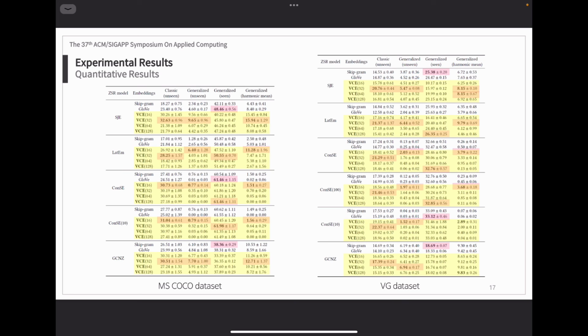The experimental results show that VCE obtained high scores in the classic zero-shot metric and the generalized zero-shot metric for the unseen classes in both the MS COCO dataset and the VG dataset for all zero-shot recognition models. Therefore, we can conclude that VCE has a significant effect on improving the performance of the zero-shot recognition model in general.